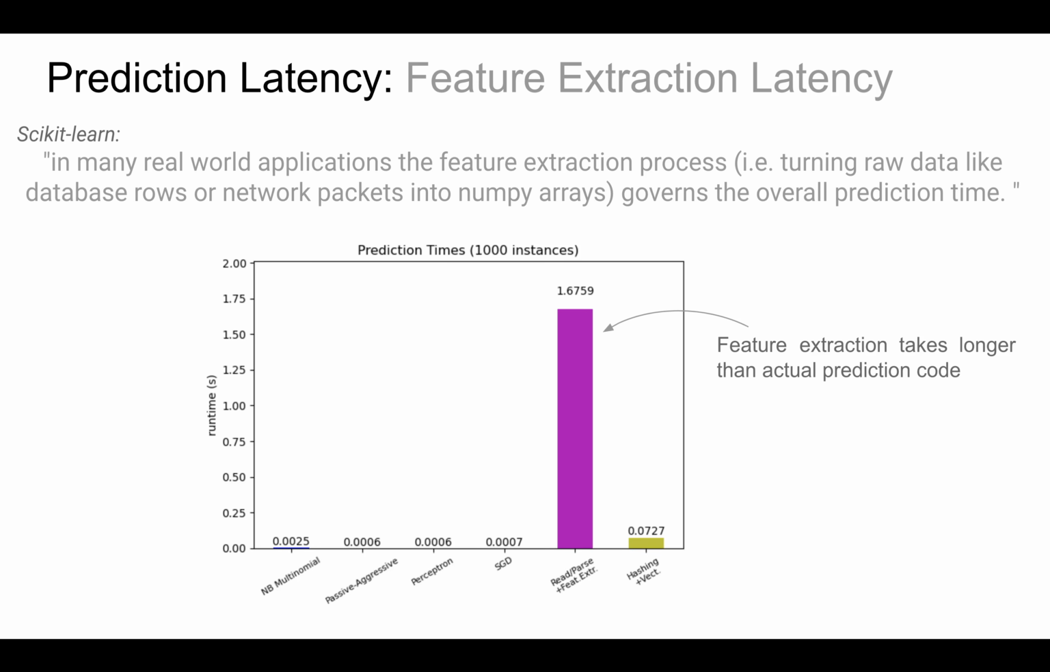Another point is feature extraction latency. What the plot is showing is that in the process of prediction, feature extraction takes longer than the rest of the algorithm to run. So if there is a way to reduce this particular step of feature extraction, it could help reduce the prediction latency and speed up the prediction process.